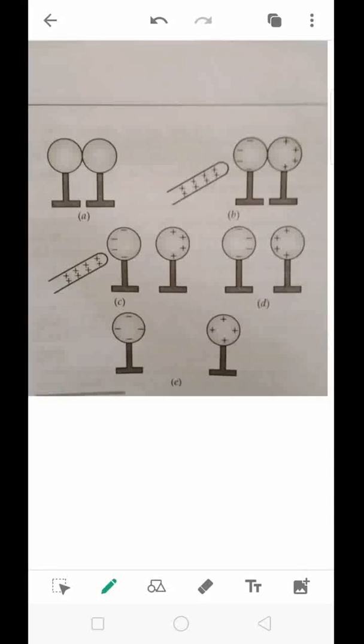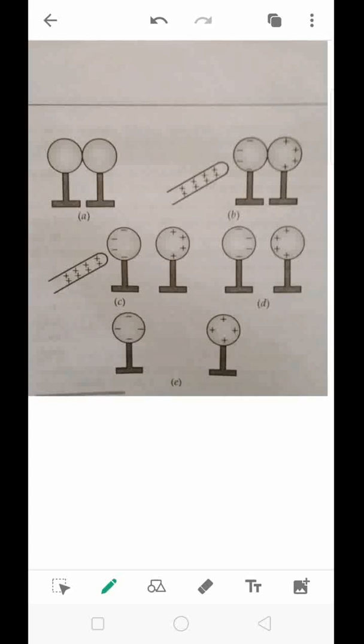Now let us see a small experiment to understand the process of electrostatic induction. In case A, hold the two metal spheres on insulating stands and place them in contact. In the figure, the two spheres are shown in contact with each other. When they are in contact, they will be considered as a single conducting rod, or a single conducting sphere.